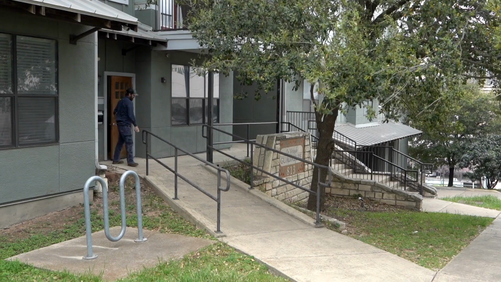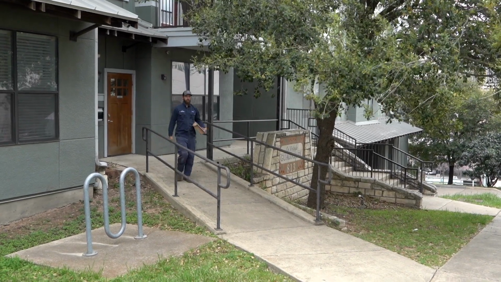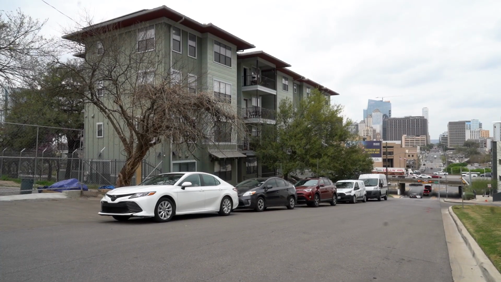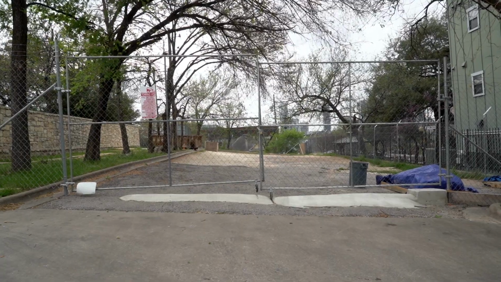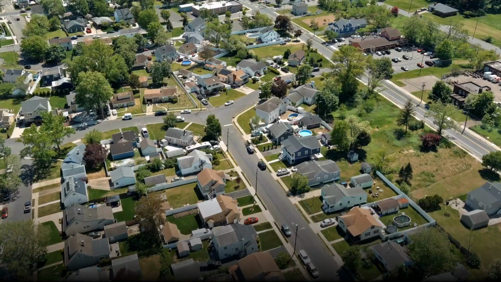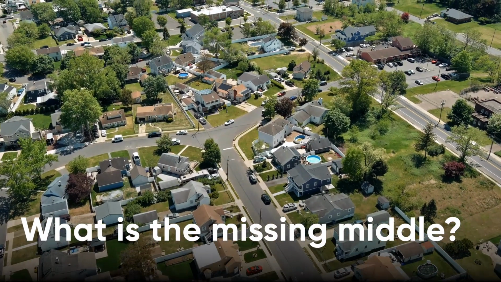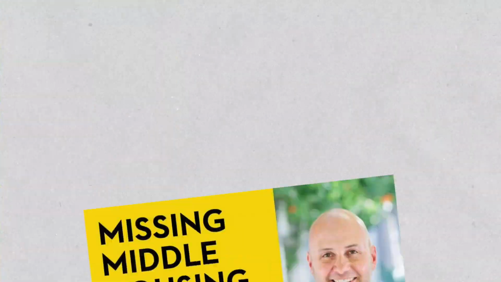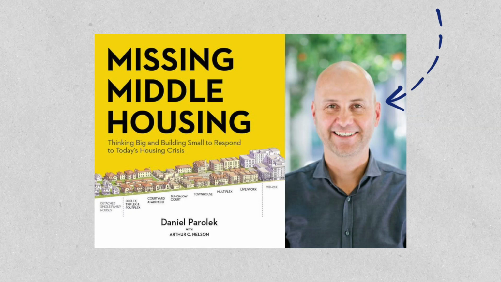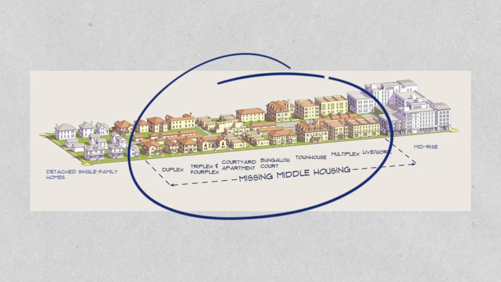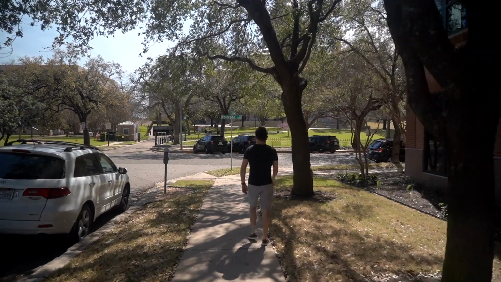Okay, right now I'm standing in front of a fantastic new missing middle housing development here in Austin, Texas. You can see those buildings behind me, which used to be dominated by single-family homes. So what exactly is the missing middle? The term missing middle was coined by the architect Daniel Parolek to describe a range of multi-unit or clustered housing types compatible in scale with single-family homes that help meet the growing demand for walkable urban living.